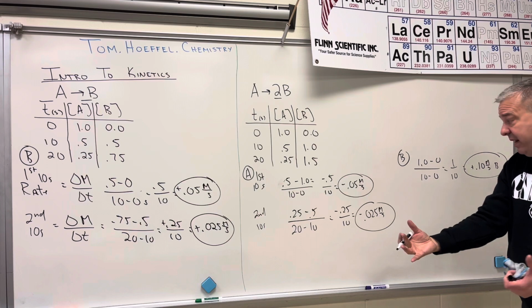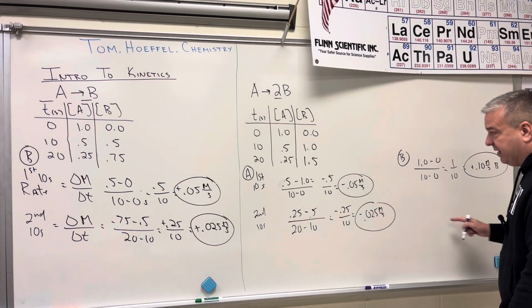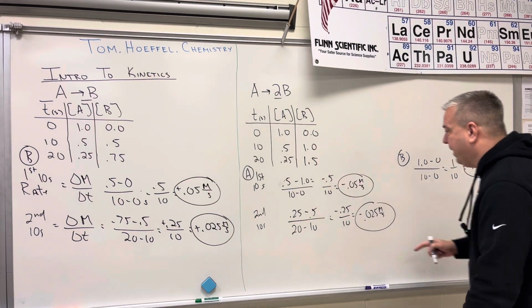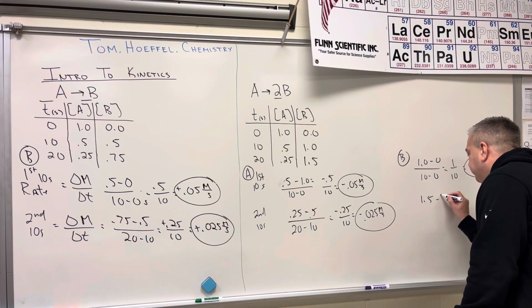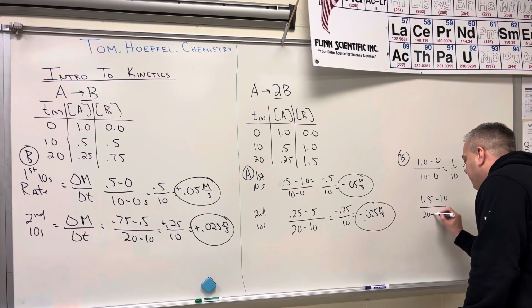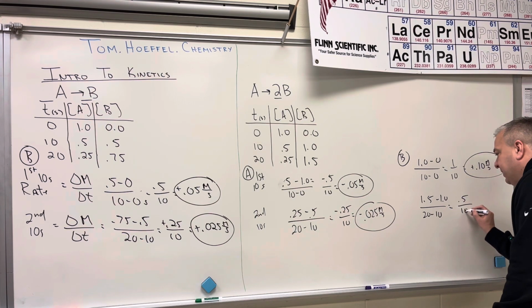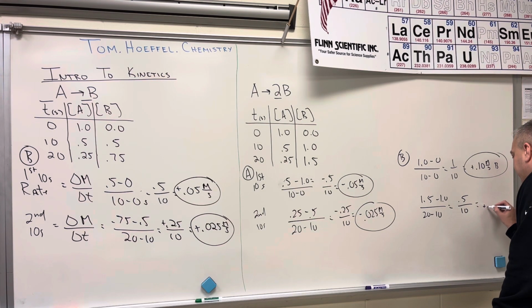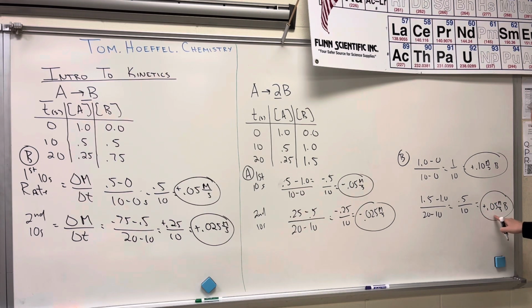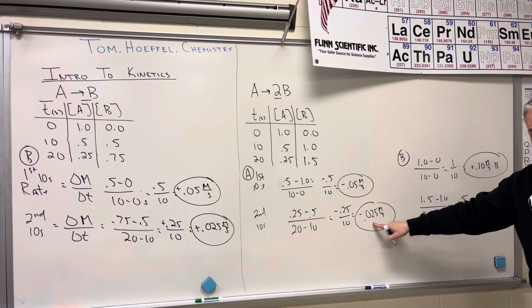And let's do it for the next piece, the second 10 seconds. 1.5 minus 1 over 20 minus 10. That's going to be a 0.5, and this is going to be a 10. So that comes out to positive 0.05 molarity per second for B. And this is twice as fast as this one.